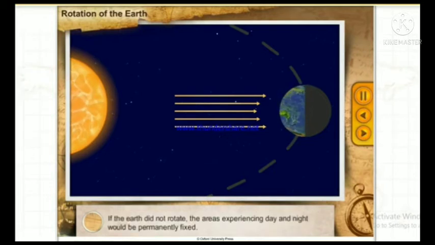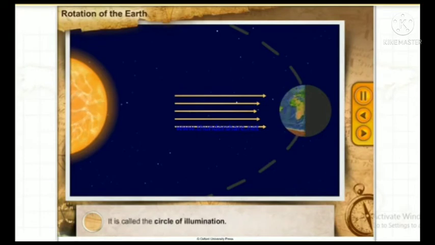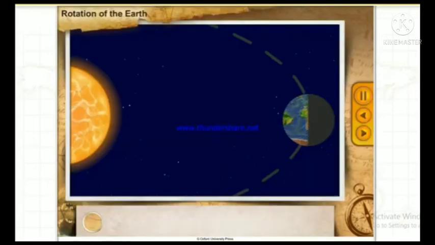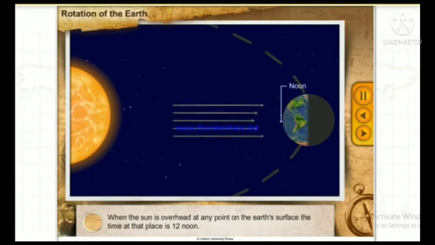If the Earth did not rotate, the areas experiencing day and night would be permanently fixed. Do you know what the circle that divides the day from night on the globe is called? It is called the Circle of Illumination. When the sun is overhead at any point on the Earth's surface, the time at that place is 12 noon.